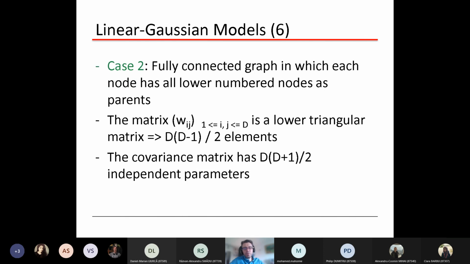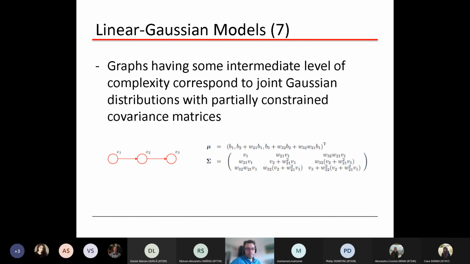The second case is when we have a fully connected graph. If it's a fully connected graph, this matrix is a lower triangular matrix. Therefore, each matrix will have D multiplied with D minus 1 divided by 2 elements, and the covariance matrix will have D power 2 elements. So again, we go from theta of D to theta of D power 2 independent parameters, which means that the fully connected model is more complex. We need to compute a larger number of parameters.